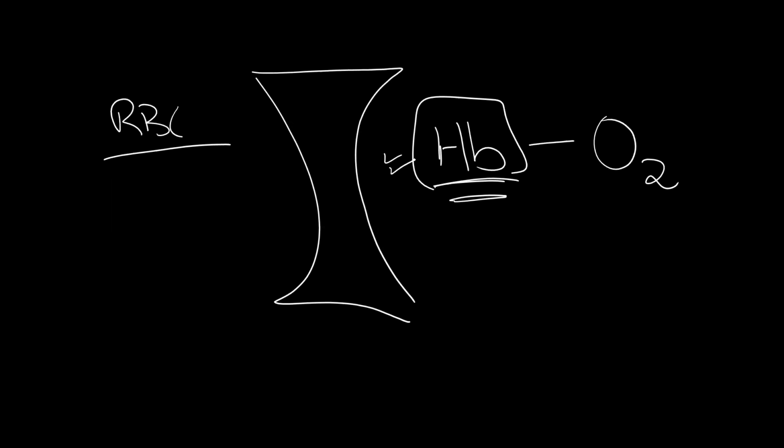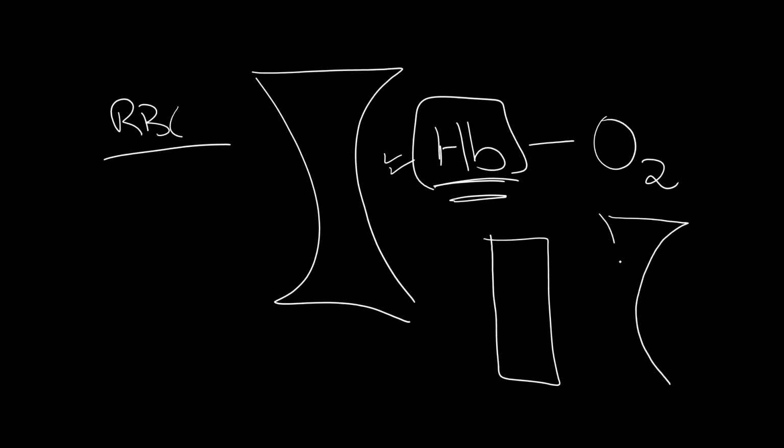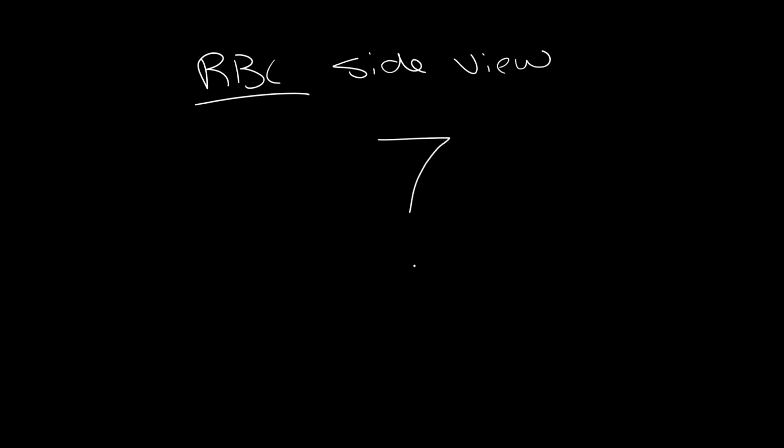Another feature, red blood cells, as you can see, it is not a typical rectangular cell. It is biconcave. And I need to explain why they call it biconcave. If I look at the red blood cell from the side view, I'm looking at the red blood cell from the side, it looks like this.